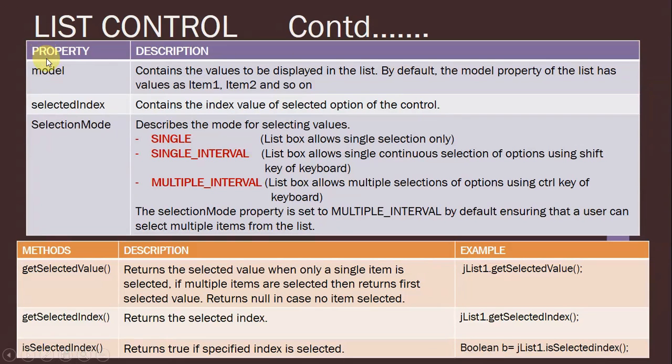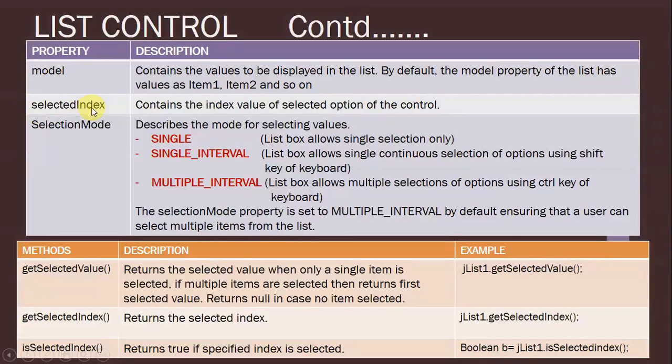Now let us see a few properties and methods of list control. There are various other properties which you can find in the property window. We are discussing only selected properties and methods. Now the first property is model. It contains the values to be displayed in the list. By default, the model property of the list has values as item 1, item 2 and so on. When we are creating our own list, we can always change these values and give our own values.